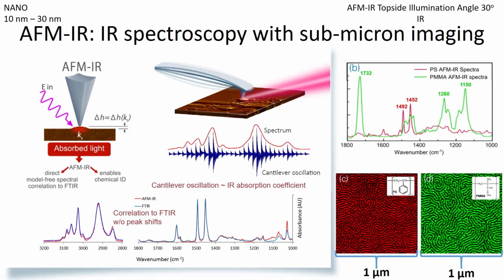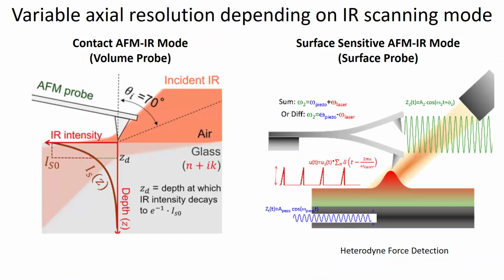So here, this is a copolymer blend of PMMA and polystyrene, and the resolution is on the order of 10 nanometers. So the lateral resolution is great. The axial resolution can be not so great. There are different modes that we can use for this particular Nano-IR technique.